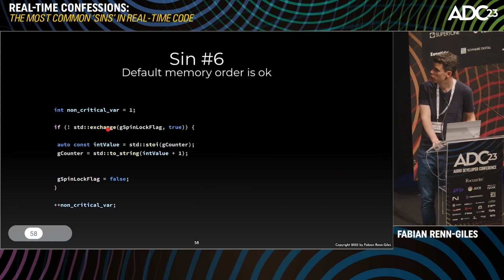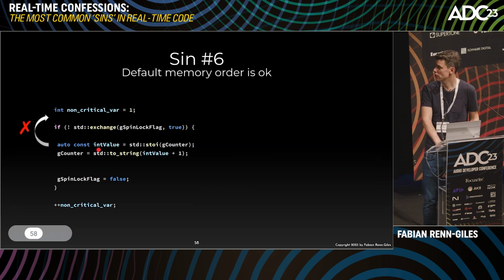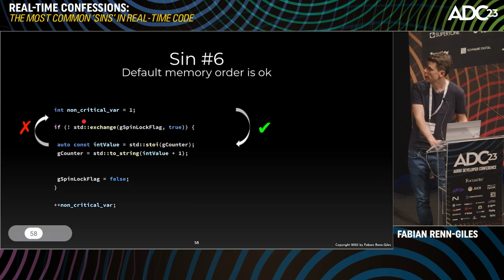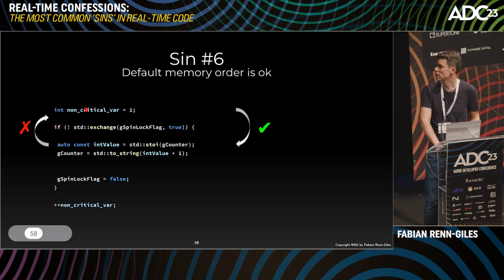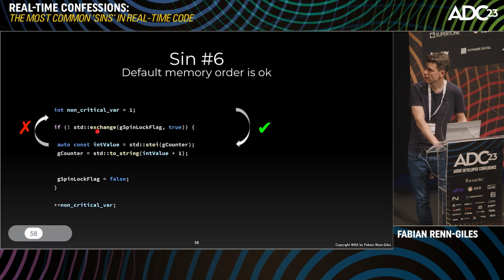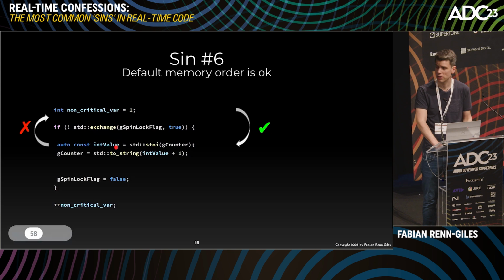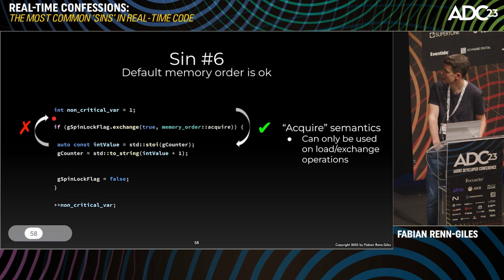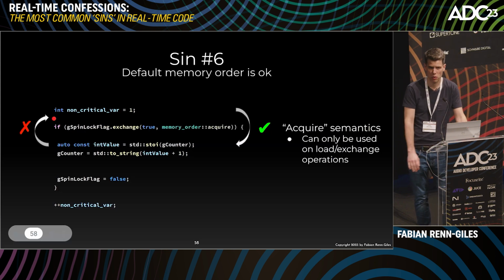What we don't want is instructions to be reordered to pass through this instruction upwards. What we do want is instructions to be reordered passing through this conditional downwards. So it's like a one-way street, right? It's okay if instructions pass through this condition downwards, but it's not okay if they pass upwards. And that's exactly what this acquire memory order guarantees.